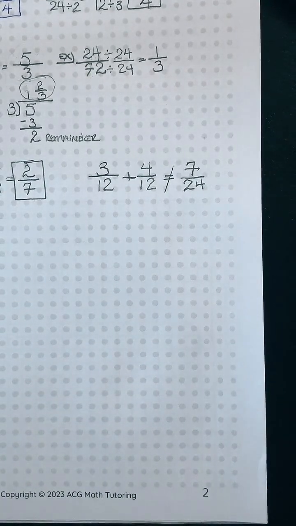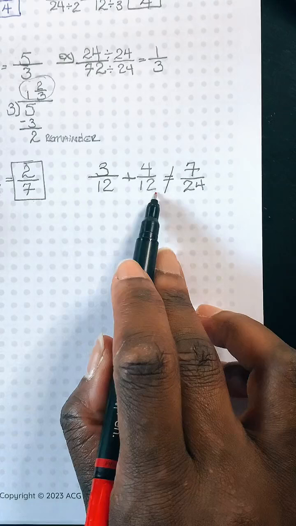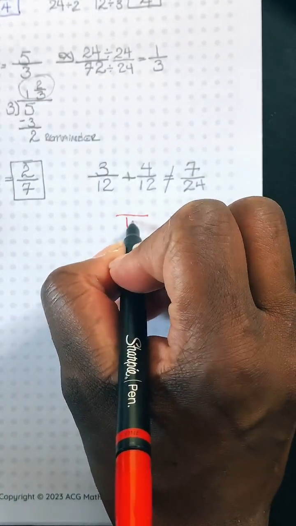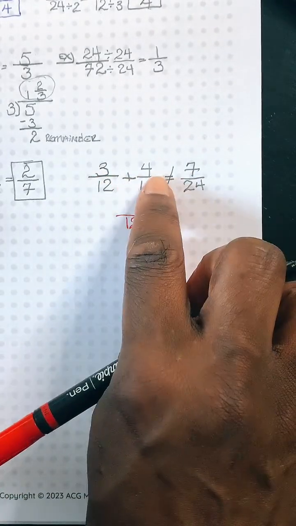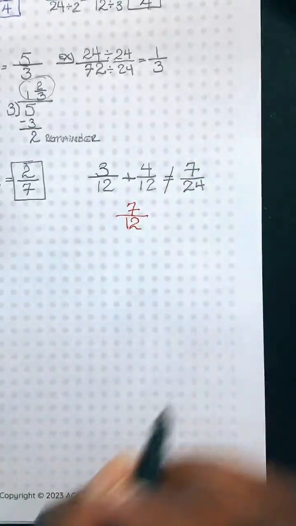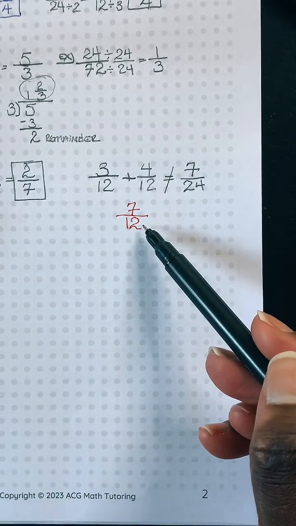Everyone look at Tracy's. You do not add the denominators. I wish it was that easy. Yes, it is. You do not add the denominators. Once you have a common denominator, which is my 12, the only thing that you're adding is the numerators. So 3 plus 4, that will give me my 7. Okay, so it's actually going to be 7/12.